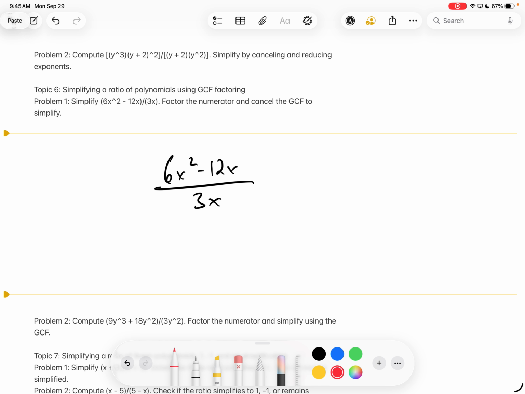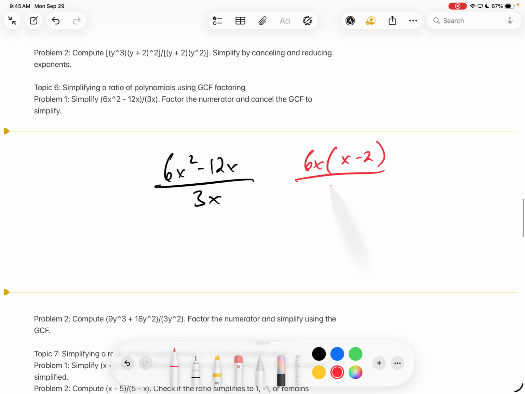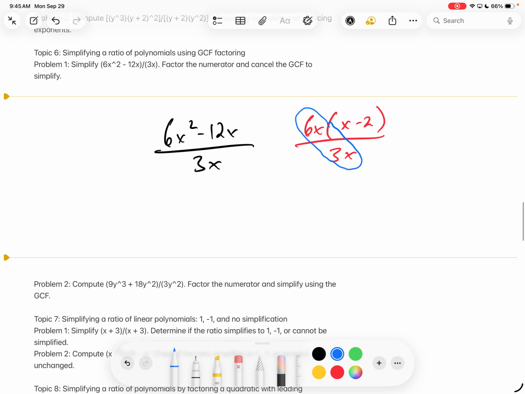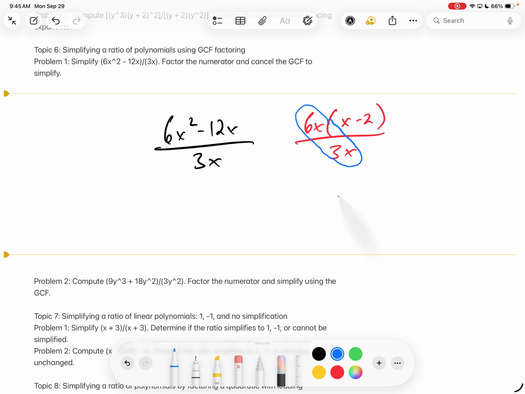Did they make this a weird one? Well, let's just see. I can pull out a 6x. So I have x minus 2. Right? So remember, you can multiply it back through. 6x times x would be 6x squared. 6x times negative 2 would be negative 12x. And then I have a 3x. Okay? Now, these right here you can simplify because that is being distributed through all of that with the parentheses there. So the x would cancel out, and 6 divided by 3 would be 2. So you have x minus 2.